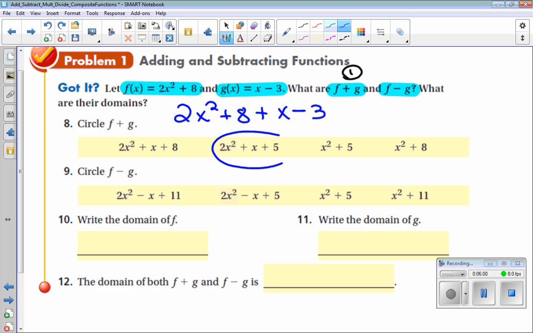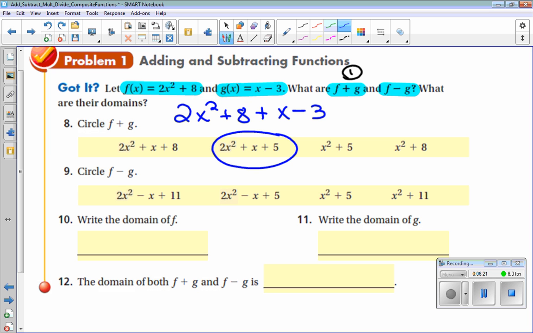So isn't that the answer? Because I'm combining the 8 and the negative 3. Those are my like terms to combine. So when I add functions, it's literally just combining like terms. Nothing more than that.